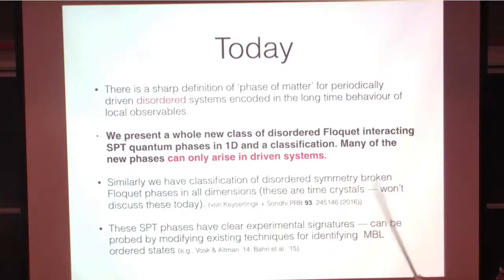So the upshot of what I've just said is that there is indeed a sharp notion of phase of matter for driven systems. It seems that we need disorder, but okay, that's experimentally doable in certain setups. What I'll focus on today is a new class of disordered Floquet symmetry protected topological phases, and I'll focus on 1D in particular. And I'll tell you about classification of such phases. And I'll also say what you might see in an experiment for a particular example of such a phase.